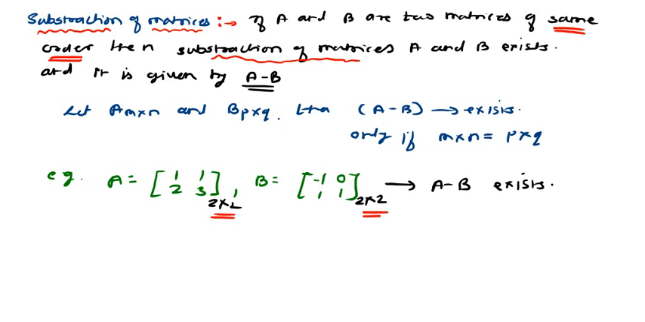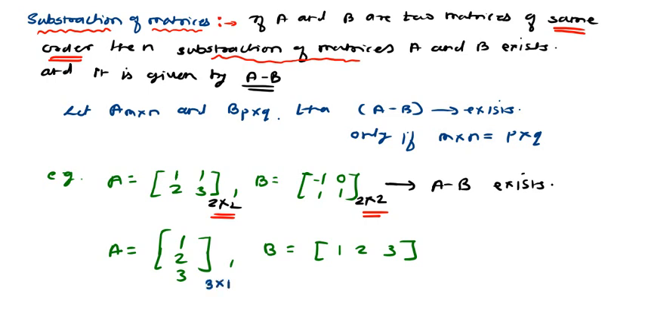Okay, suppose I take another example. Suppose the matrix A is 1 2 3 and the matrix B is 1 2 3. Then what is the order of these matrices? The order of A is 3 by 1 and the order of B is 1 by 3. So 3 by 1 is not equal to 1 by 3. This implies A minus B does not exist.